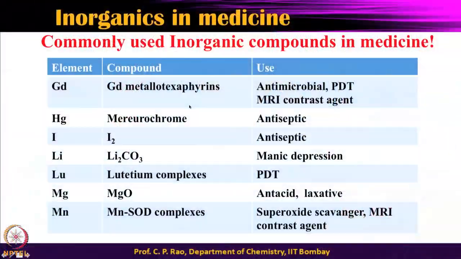Gadolinium complexes are very good MRI contrast agents, and some of them may also be used in PDT, antimicrobial, etc. Mercurochrome is an antiseptic. And iodine, we all know iodine tincture, we use that as an antiseptic. Lithium carbonate for manic depression. Lutetium complexes as photodynamic therapy.